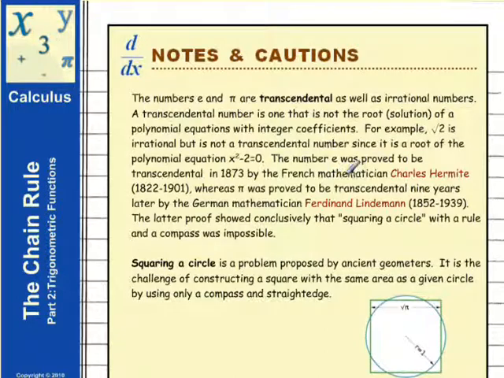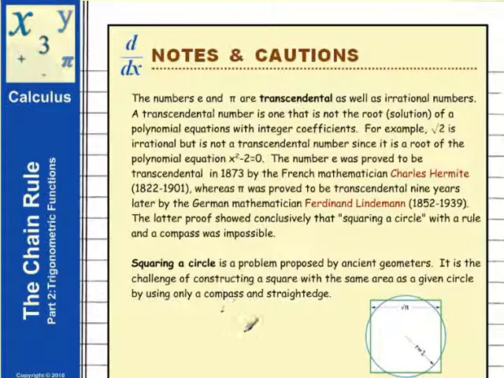And the interesting point is that e was proved to be transcendental in 1873, as you see, by a French mathematician. And pi was proved to be transcendental not too far after that, 9 years later, by a German mathematician. And a little bit of interesting note here, not only that they're transcendental numbers, but the proof that pi is transcendental showed conclusively a long unanswered question about the squaring of a circle.